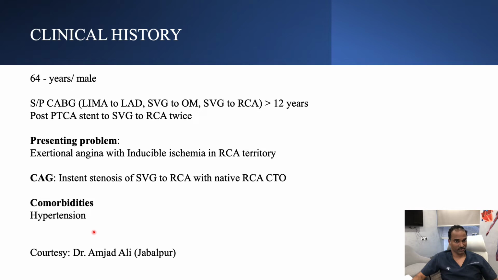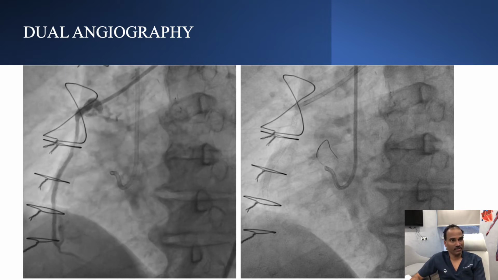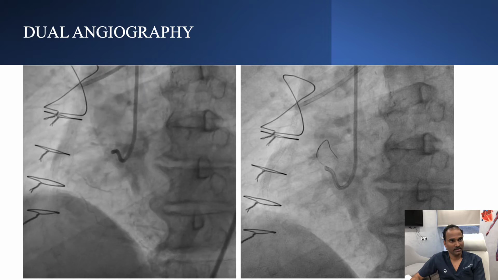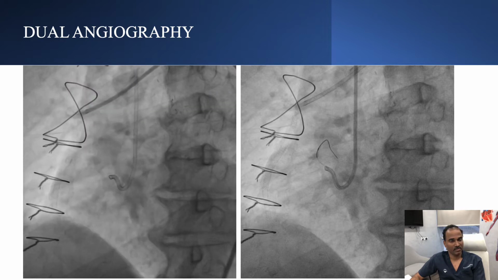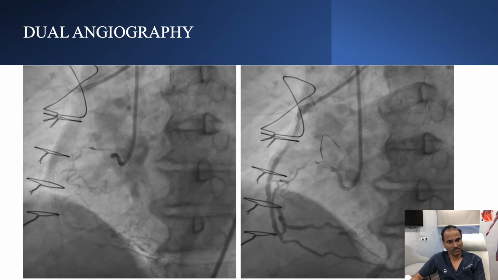This case was done in Jabalpur, case of Dr. Amjad Ali, while I proctored there. So this is dual angiography. You can see SVG to RCA and AL guide in right coronary artery. So it's a very short segment, total occlusion of right coronary artery.